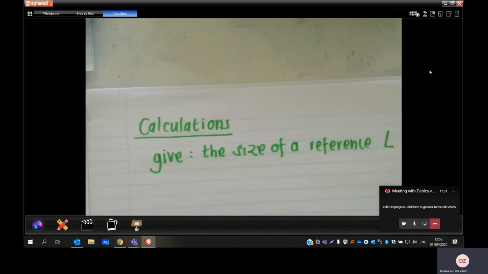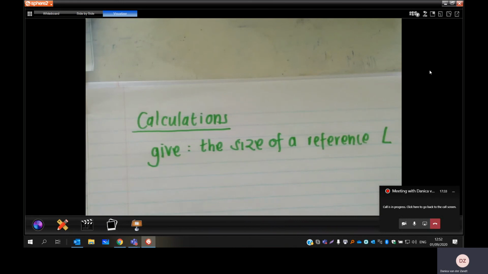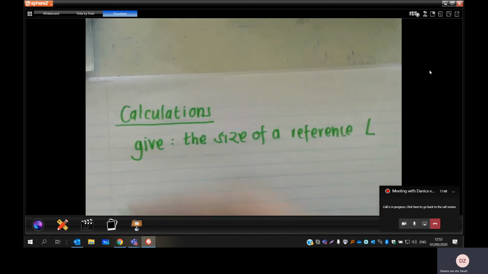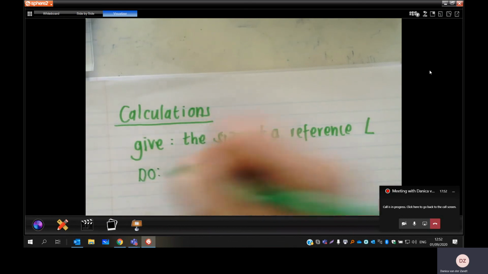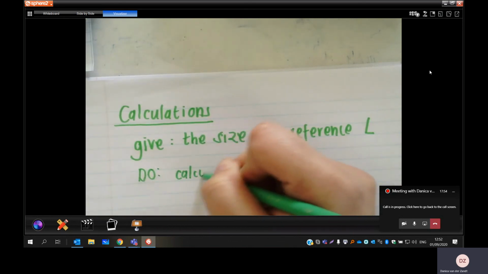If I give you the size of one angle and I know that it's a right angle, can we find the third angle? So I give you an angle, the other one's 90. Can I find the third one? Yes, of course I can, because it's a triangle. So I'm giving you the size of a reference angle. What I'm asking you to do is to calculate the ratio.